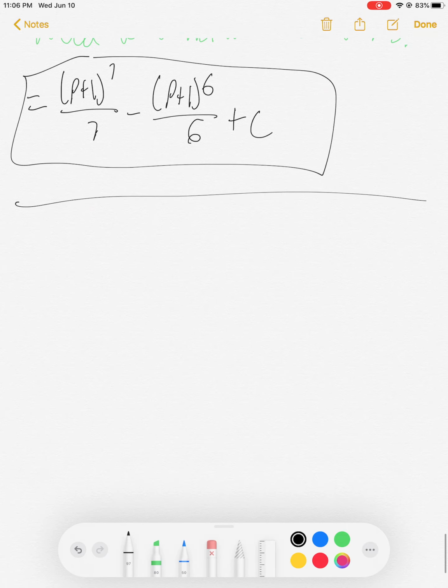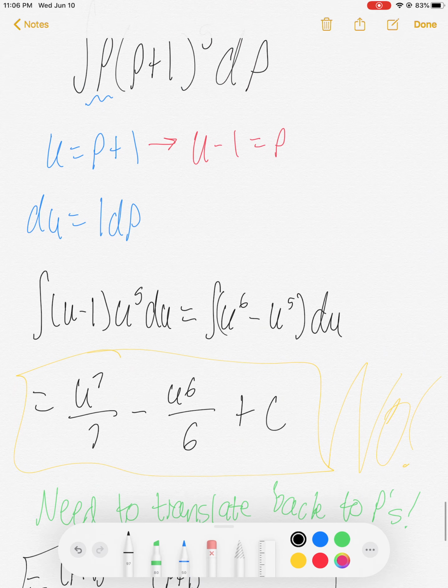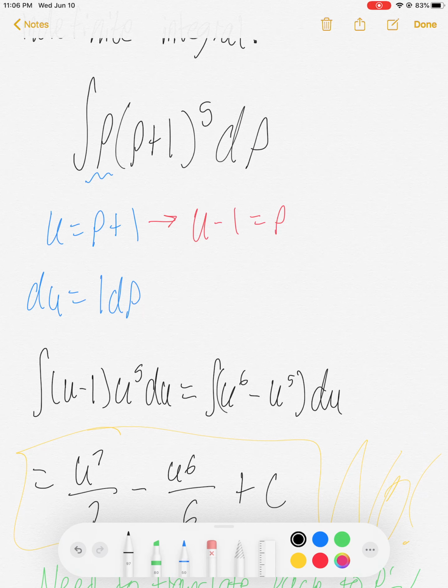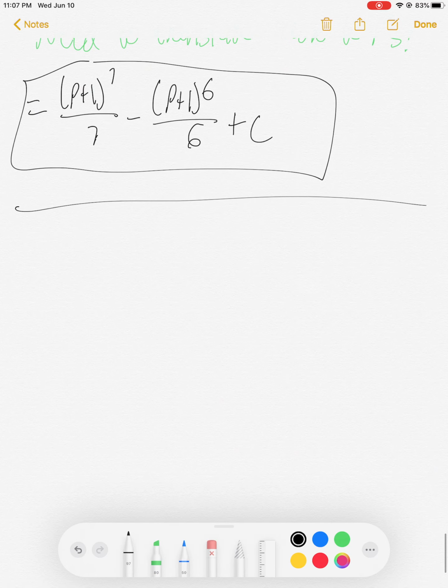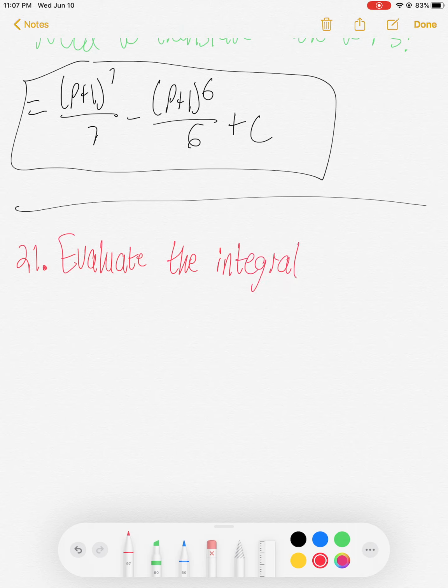So we make the substitution u equals p plus 1. And so this becomes p plus 1 to the 7th over 7 minus p plus 1 to the 6th over 6 plus c. Again, we hadn't done anything wrong here, but we do need to translate back to the language in which we started. This is such a cute trick where we make the substitution u equals p plus 1, and then we solve for this extra piece, this p out front, with a little bit of algebra. That is an excellent tool to have in your back pocket.